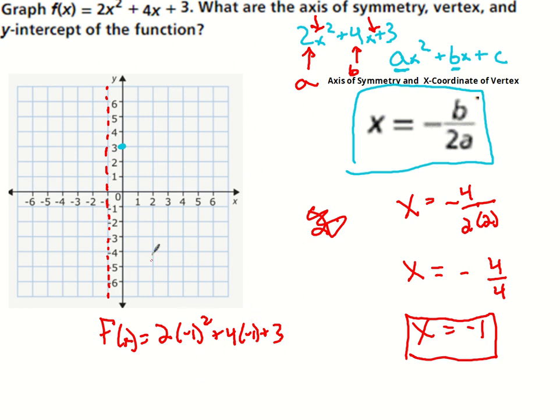Well, now I actually have to solve. So you're going to have to solve for the vertex every single time. You're not just going to be able to pick it out. So I have to do my exponent first. So -1 squared is +1. So that's 2 times 1 plus 4 times -1 is -4 plus 3. So that's 2 minus 4 plus 3, which is going to give me, let's see here, +1. So my vertex is at x is -1, y is +1.